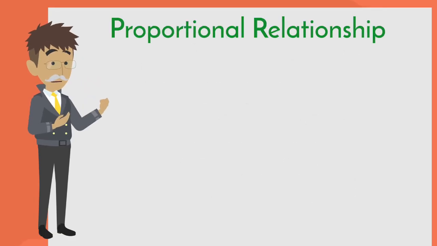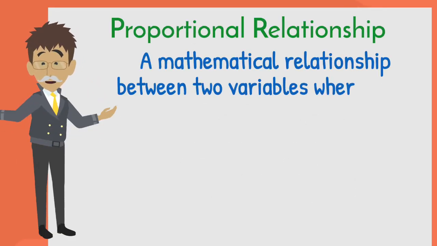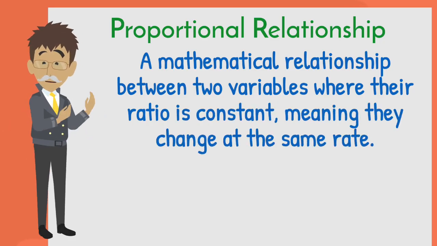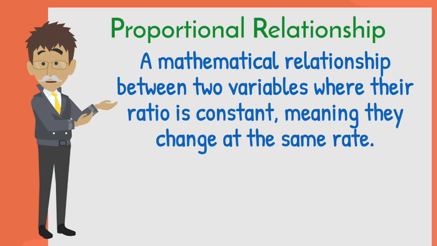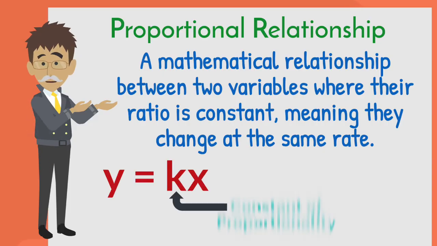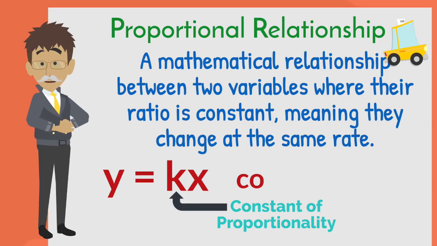Proportional relationship. A mathematical relationship between two variables where their ratio is constant, meaning they change at the same rate. This relationship can be expressed as the equation y equals kx, where k is the constant of proportionality. For example, if a taxi charges $4 per mile, the total cost is always 4 times the number of miles.